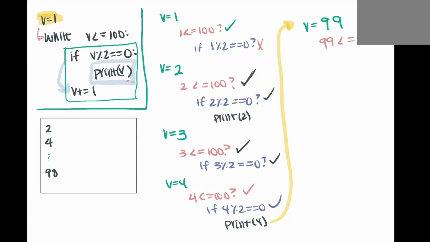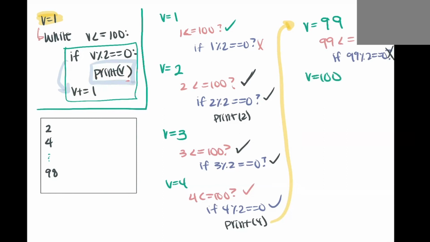So you're going to fall into this code block right here and check if 99 modulus 2 is equal to 0. And that one is a false statement. So we don't print anything because it's false, but we will increment our v value. So v is equal to 100 now.